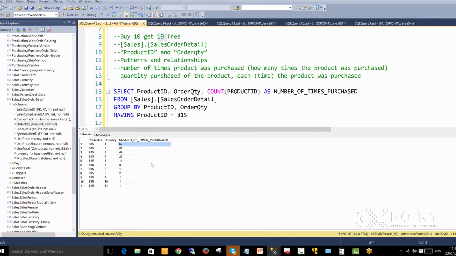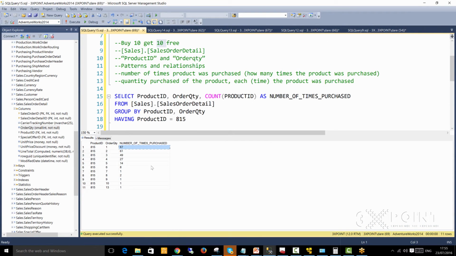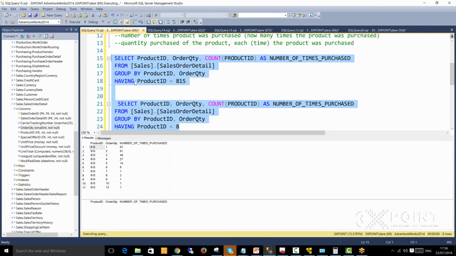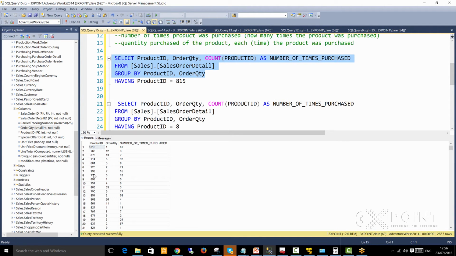Now compare that relationship with when it was sold with just one quantity, 67 times. And you see, the analysis can go on and on like that, and you start comparing products. We're having a look at product ID 815 here. Let's take another product ID. I'm not sure if there's 8, but let's see. There isn't. Let's just pick one randomly. 925.